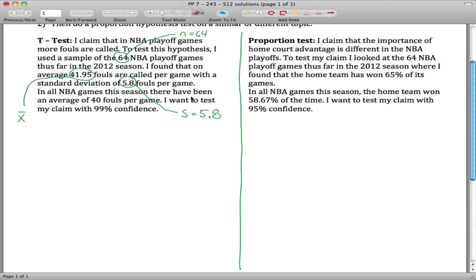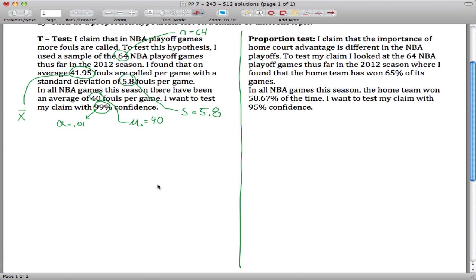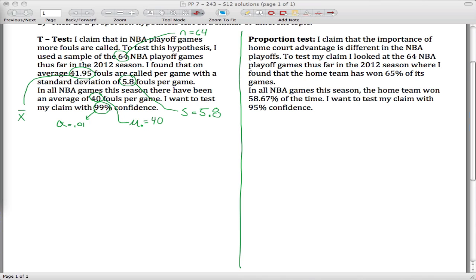In all NBA games this season, there have been an average of 40. Talking about all, a population keyword there, tells us that mu naught is equal to 40. And lastly, we want 99% confidence here. So that tells us that alpha is equal to 0.01. Now that we pulled all that information out, we can go ahead and start solving this thing.